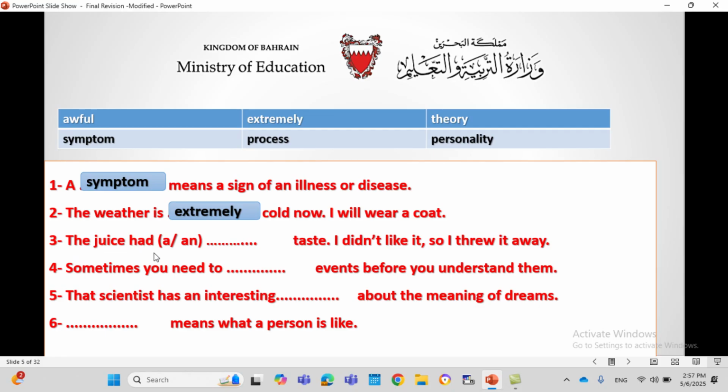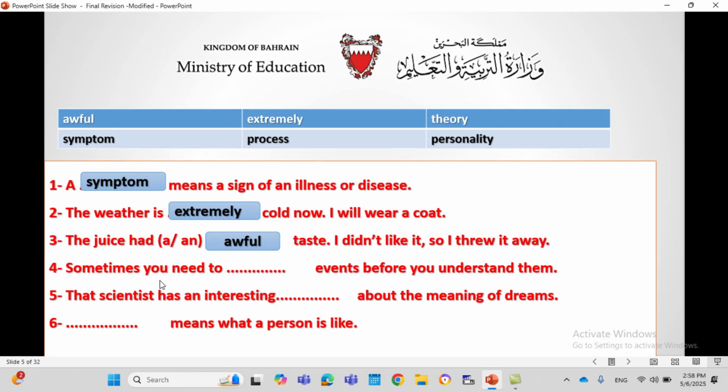Number 3, the juice had a or an blank taste, and as you can see, there is a noun here, which must be described by an adjective. We must find an adjective here which describes the taste. So the only answer that fits is awful, because there is no other adjective. The juice had an awful taste. I didn't like it, so I threw it away.